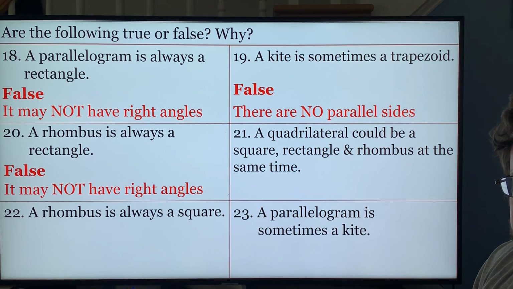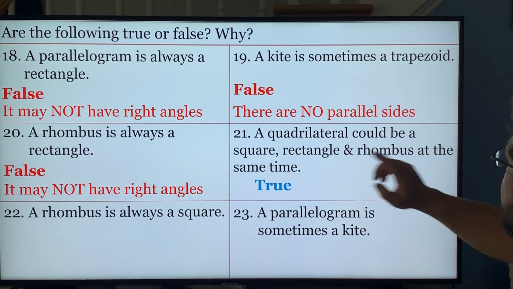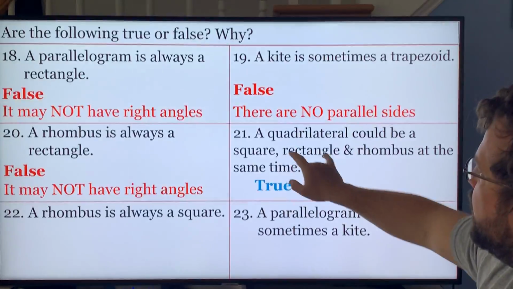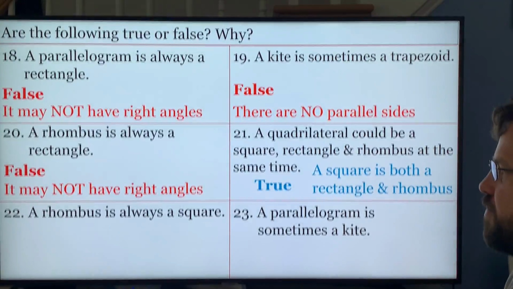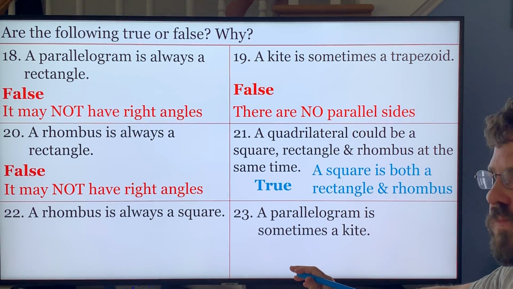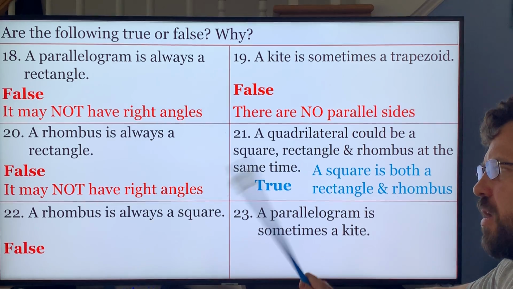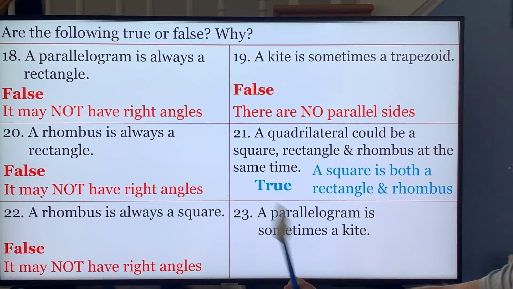So could it be all 3 of those at the same time? The answer is true, because if the answer is a square, that means it's also a rectangle and rhombus. So a square is both a rectangle and rhombus together. A rhombus is always a square. That's not true. Rhombus is sometimes a square, okay? Because a rhombus doesn't have to have the right angles.